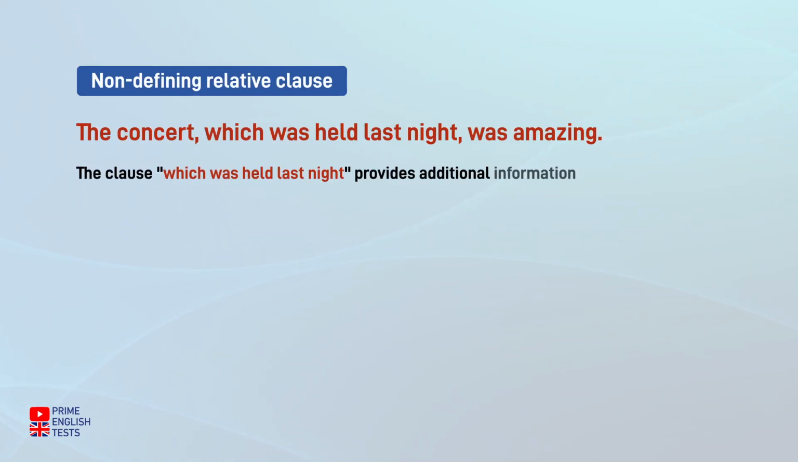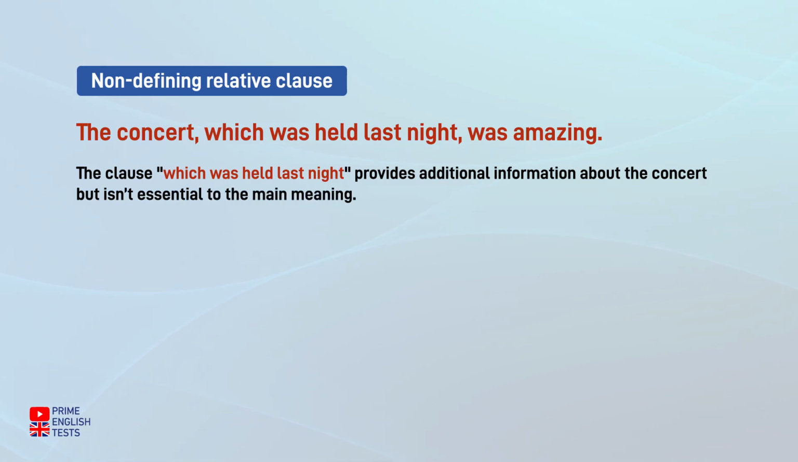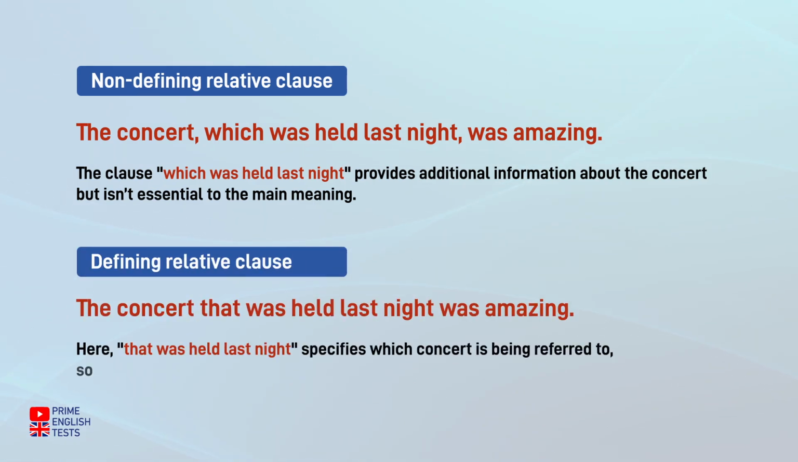The concert, which was held last night, was amazing. The clause "which was held last night" provides additional information about the concert, but isn't essential to the main meaning. The concert that was held last night was amazing. Here, "that was held last night" specifies which concert is being referred to, so it's necessary for the sentence to be clear.